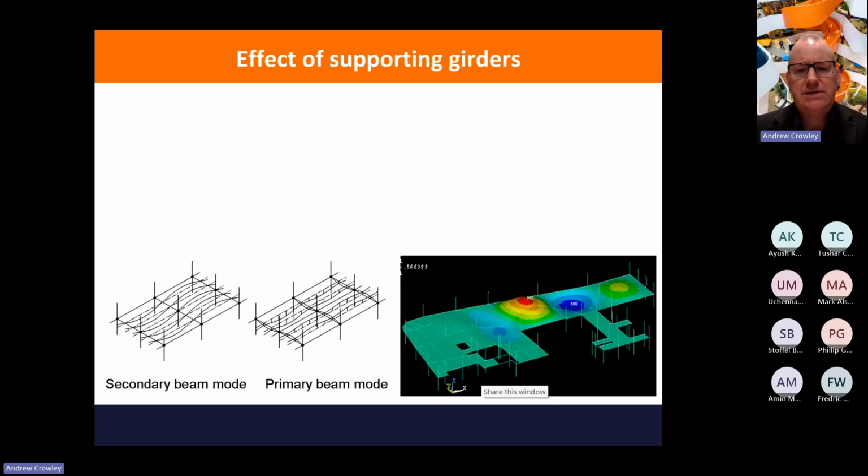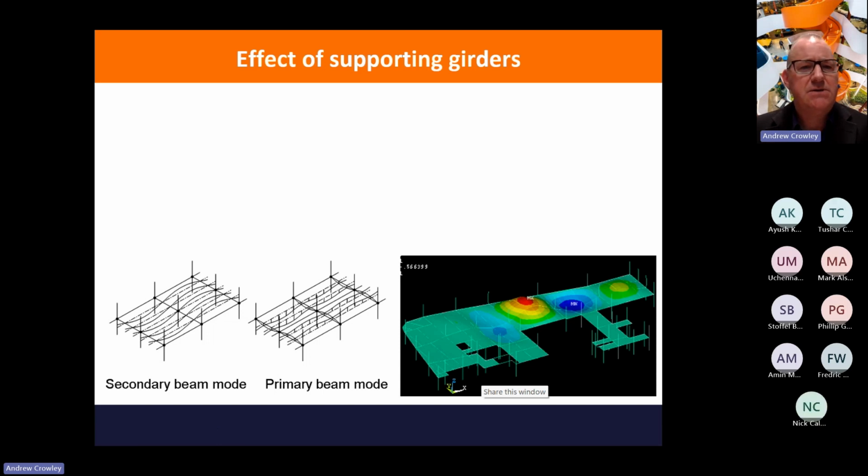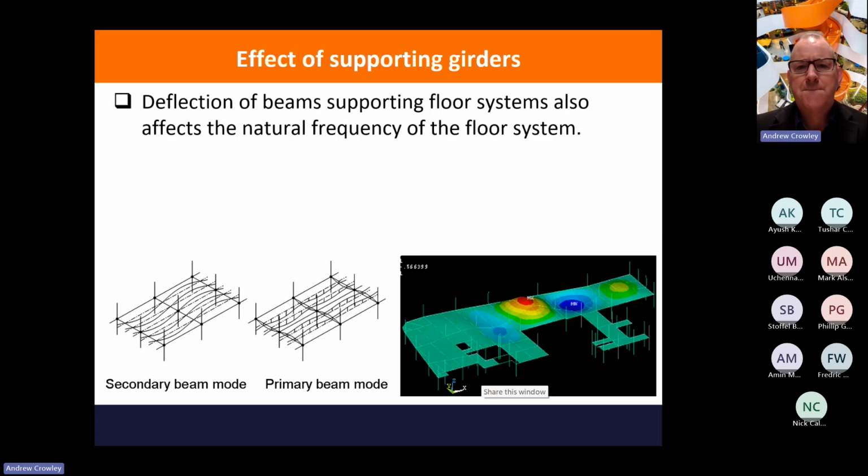So the temptation is to jump straight into something like ETABS and do a finite element analysis on your floor, calculate the natural frequency or the vibrations. But by the time you've loaded up ETABS and it's checked your license, you can do a very simple calculation, which we'll show in a moment.